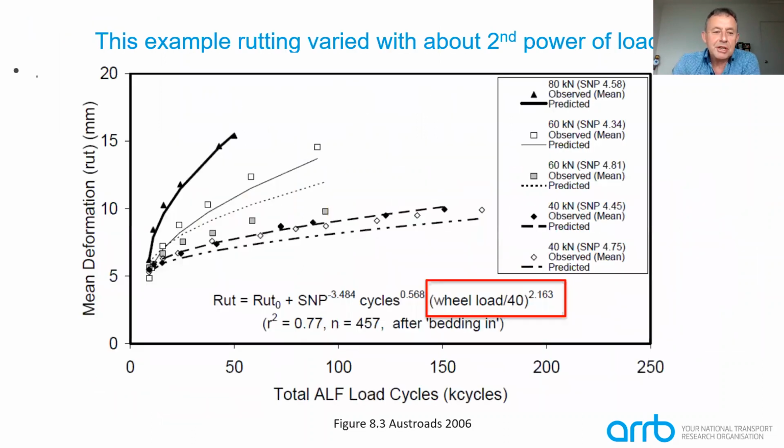And we measured the surface deformation under those different axle group loads. From that, we were able to deduce a power law about the influence of load on the deformation of the pavements. In this particular experiment, we calculated a second power of load explained the rutting damage. But overall, there were other experiments that gave values in the range 2 to 4.